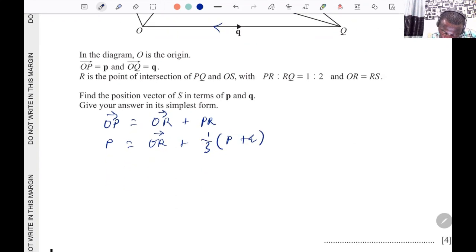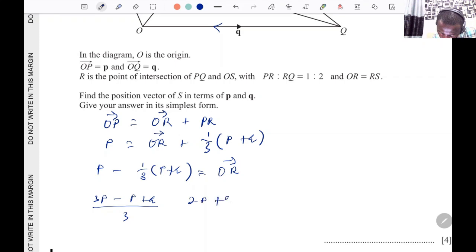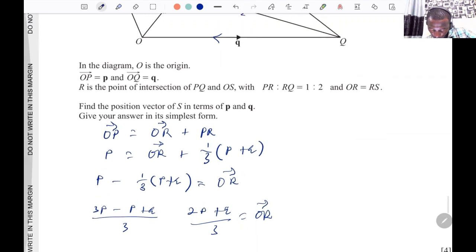If I bring them together, let me move it to the other side. I have P minus 1 over 3 in bracket P plus Q is equal to OR direction. So open the bracket, I have P minus. Let me take the LCM here directly. LCM here is 3. So I have 3P minus P plus Q. That will give me 2P plus Q all over 3. So this is what my OR is.